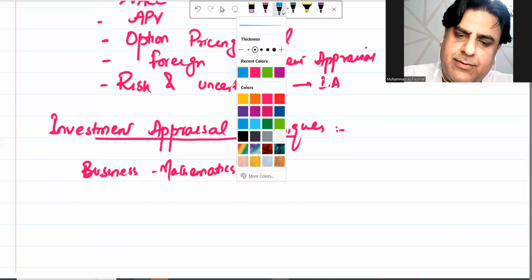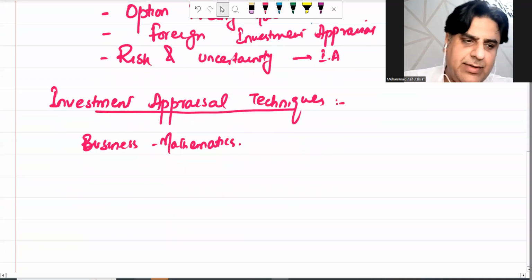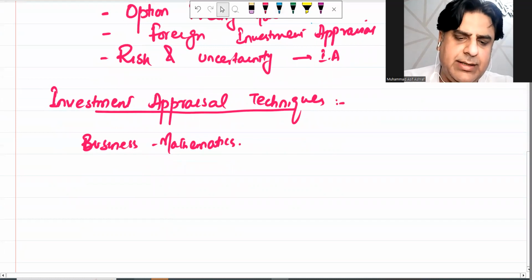Let me change the color. Okay, let's have this one. So first of all, we start with future values.